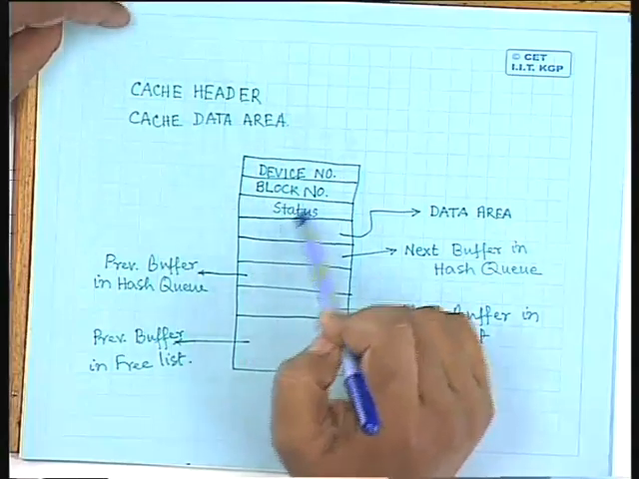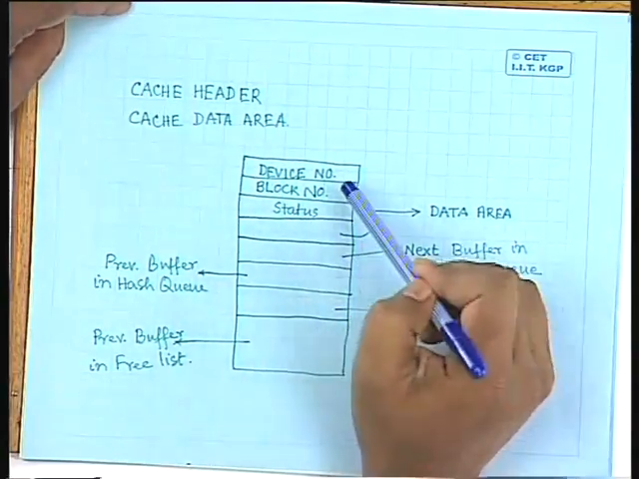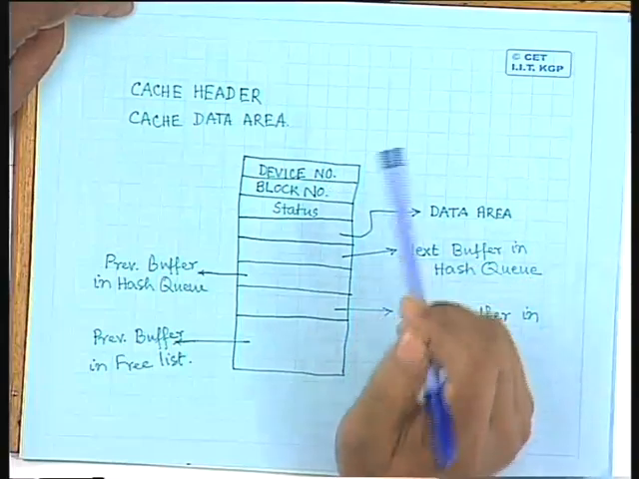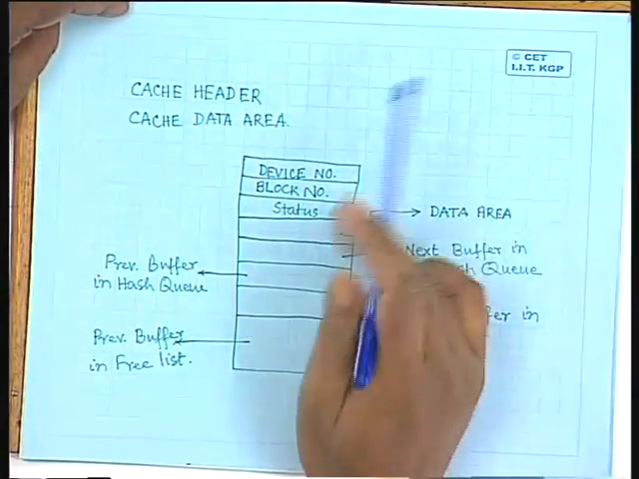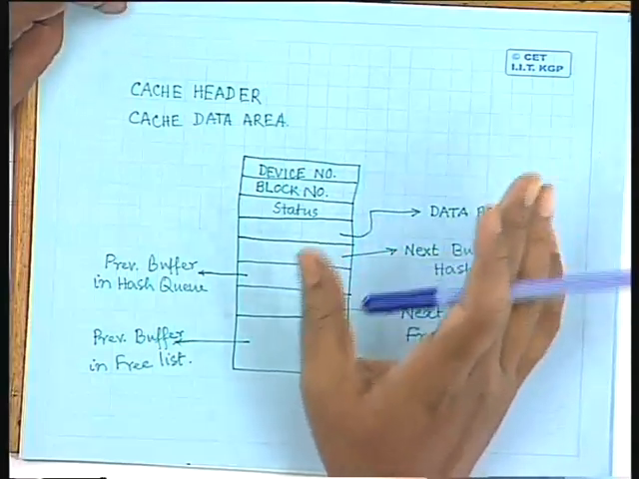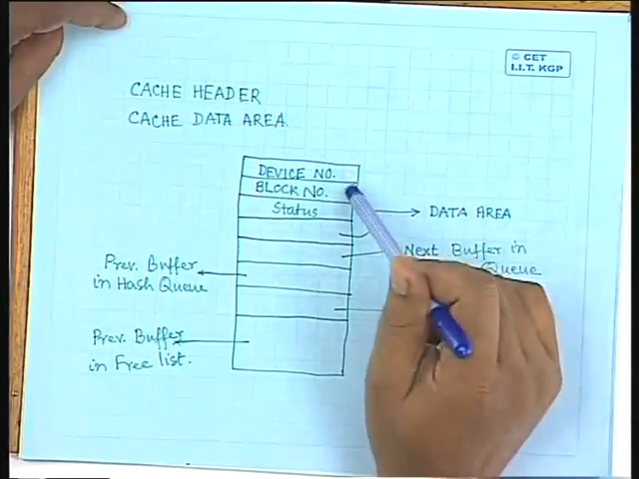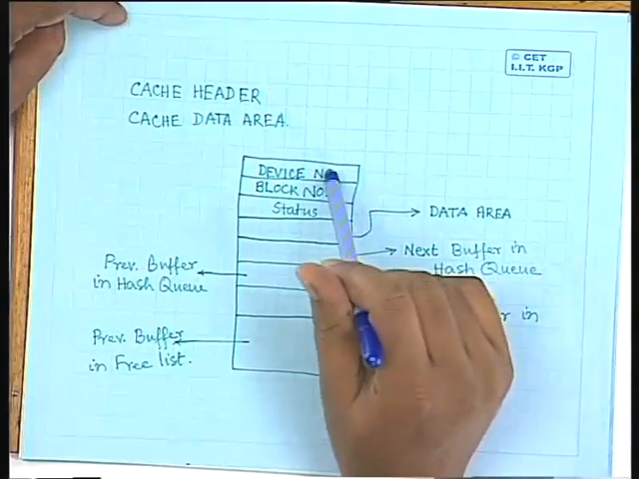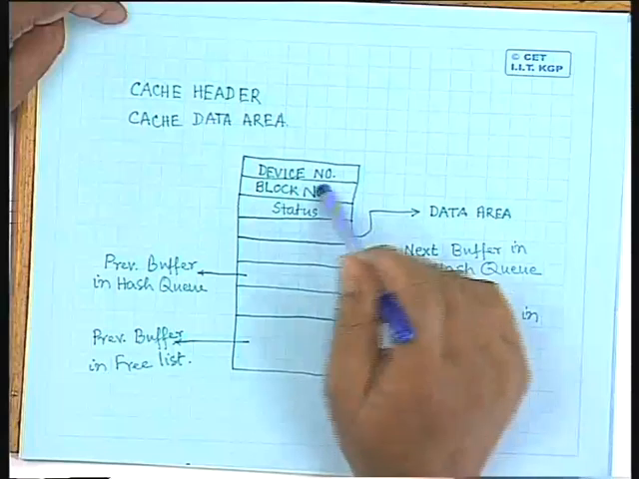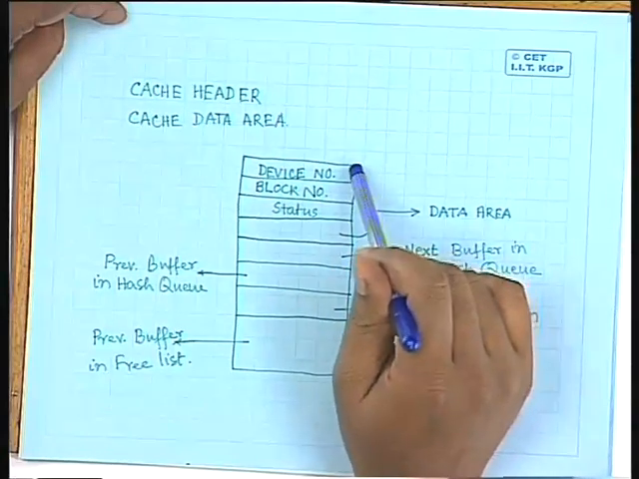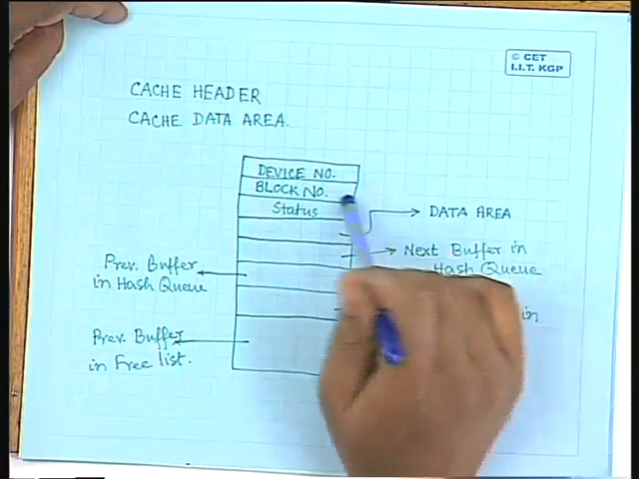And we said that the cache header contains various fields. It contains a field for the device number, because in an installation we can have more than one file system or more than one disk. Even a single disk can be logically partitioned into more than one disk, and every such logical partition will have a device number. So the buffer cache header will have one field containing the device number. Then the second field will contain the block number of that device.